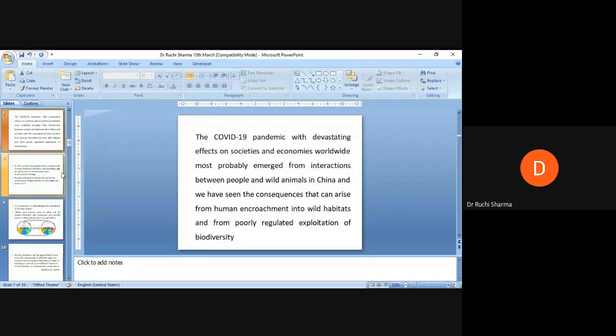Recently, the COVID-19 pandemic, which we have gone through with devastating effects on societies and economies worldwide, most probably emerged from interactions between people and wild animals in China, and we have seen the consequences that can arise from human encroachment into wild habitats and from poorly regulated exploitation of biodiversity. So these are some examples of how the actions of human beings are contaminating the environment as well as being a threat to biodiversity.